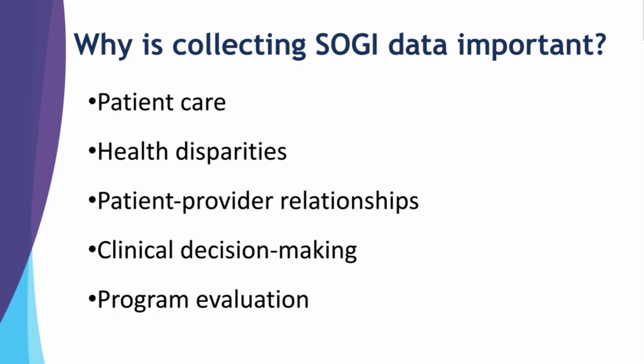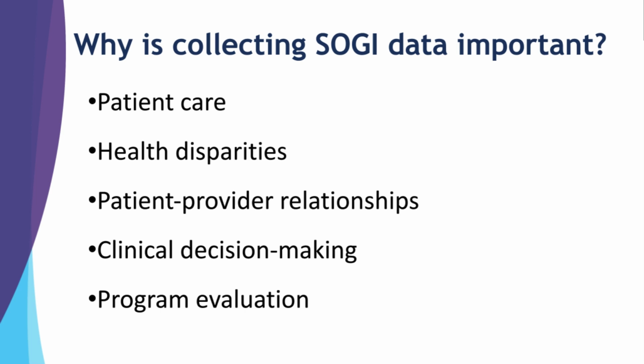There are many reasons why it's important to collect data on sexual orientation and gender identity. But first of all, there's patient care. So SOGI data helps providers understand a patient's needs and ensure that they receive the right care. For example, a transgender man assigned female at birth may still need to be screened for cervical cancer. SOGI data also helps identify and address health disparities that affect the LGBTQIA+ population. This is a population that suffers many disparities in health outcomes and access to care.